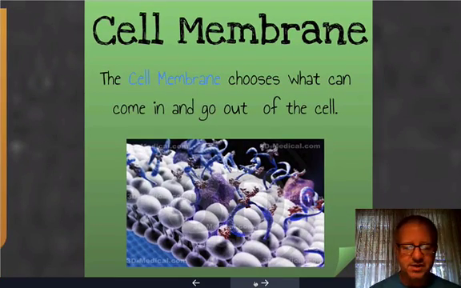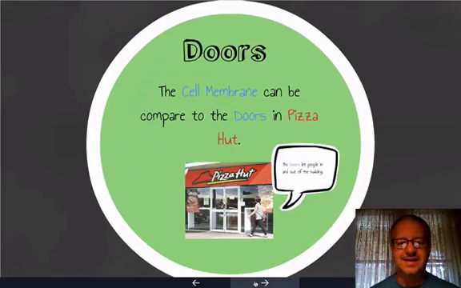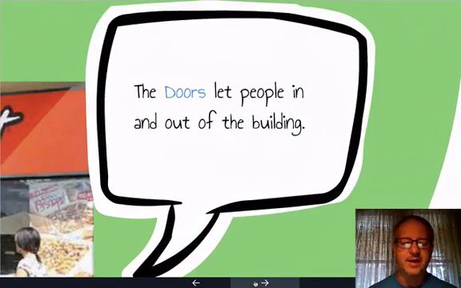The cell membrane, which is also found in the animal cell, chooses what can come in and out of the cell. So it's a very important job. So this would be like the doors at the Pizza Hut that let the people in and out of the building.